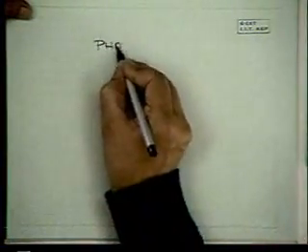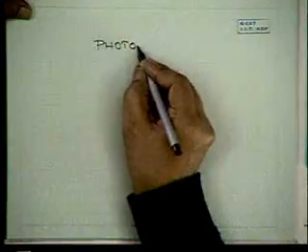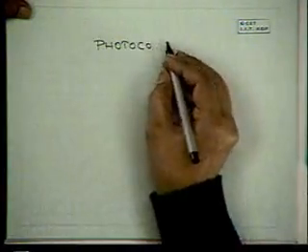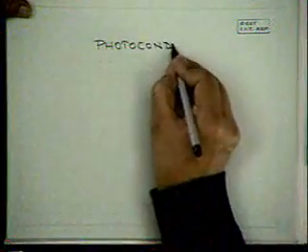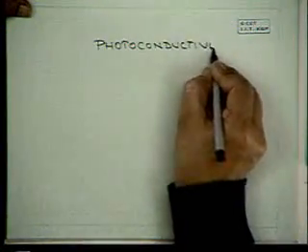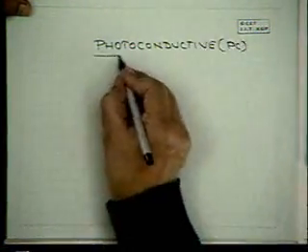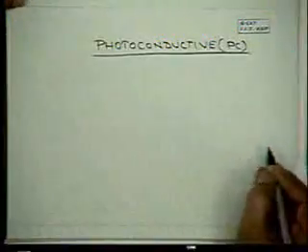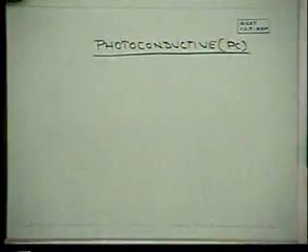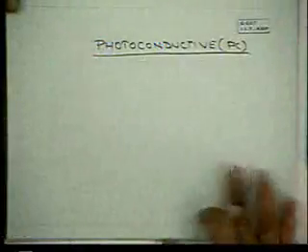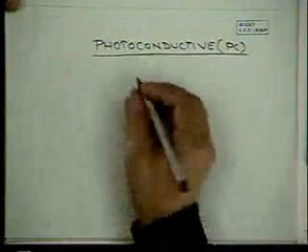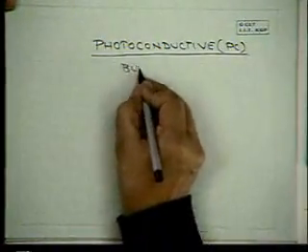Now, the next type of photodetectors are photoconductive detectors, PC. The broad characteristics have been given in that table. These can be bulk or thin film.